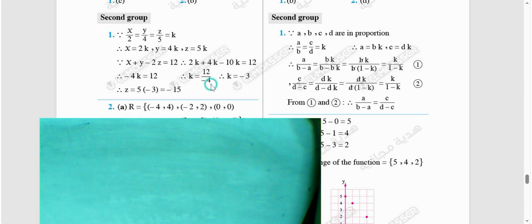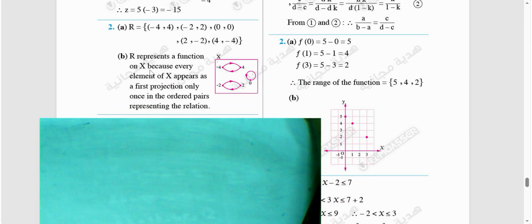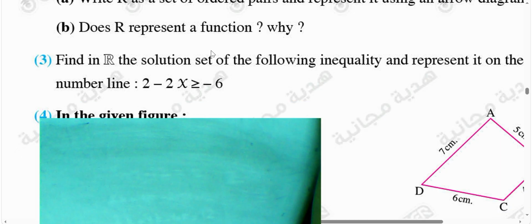You can write the solution or the relation here: negative 4 with 4, negative 2 with 2, 0 with 0, negative 2 with 2, 4 with negative 4. You can draw like this. R represents a function on x because every element of x appears as a first projection only once in the ordered pairs. Okay, next question.